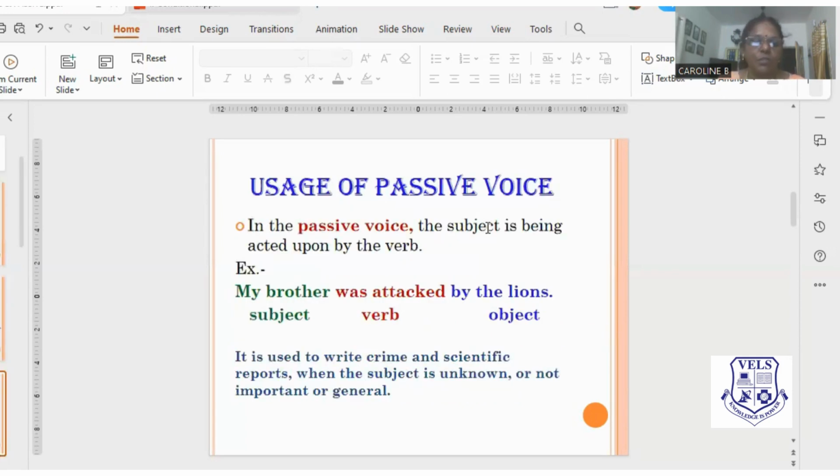Usage of passive voice. In the passive voice, the subject is being acted upon by the verb. It is used to write crime and scientific reports, where the subject is not necessary, not important, or when the subject is unknown or it is general.